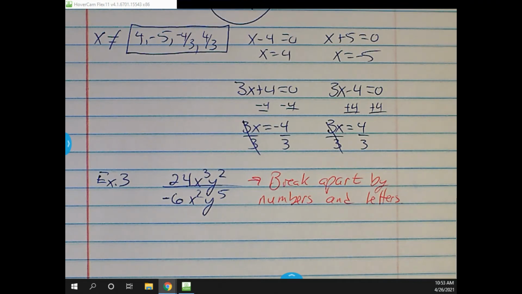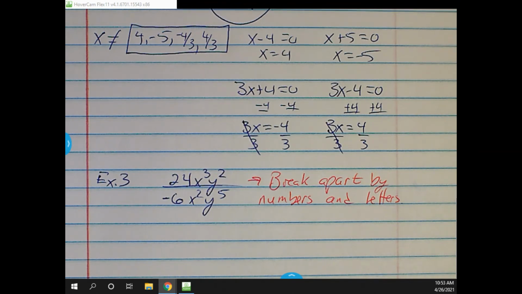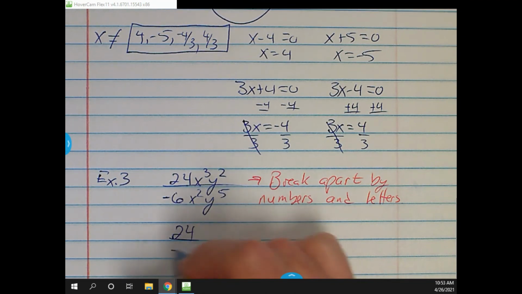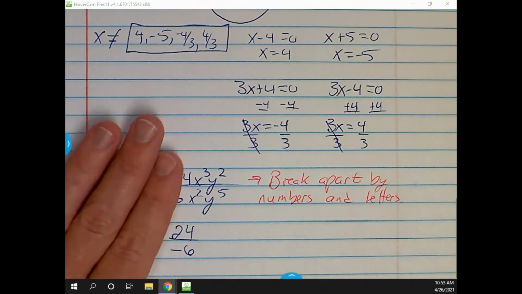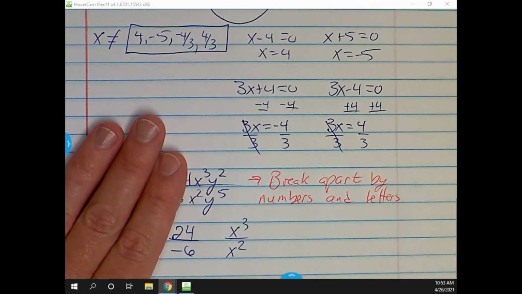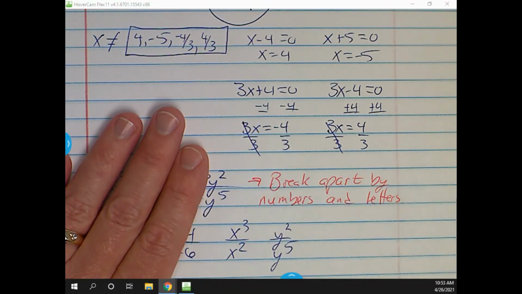So break it apart by the numbers that you have in front, and then you break it apart by the letters at the back end of it. So it's almost like 3 different problems on this one. We're going to start off with 24 over negative 6, just working with the numbers. And then go to the next letter. You've got x to the third over x squared. And then you go y squared over y to the fifth.